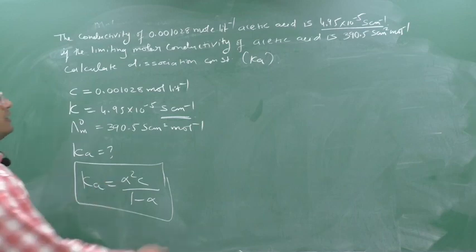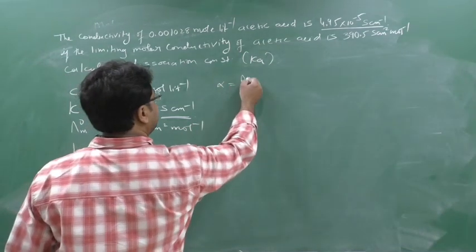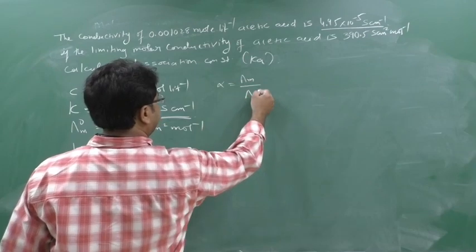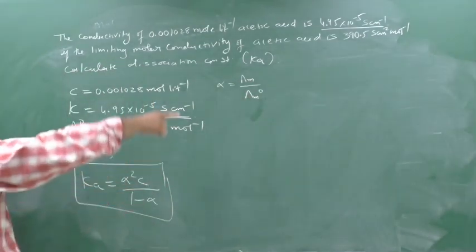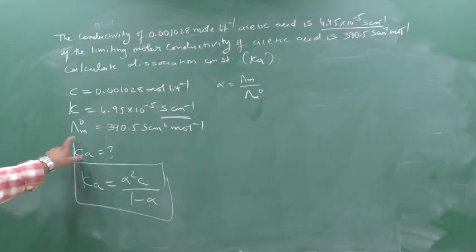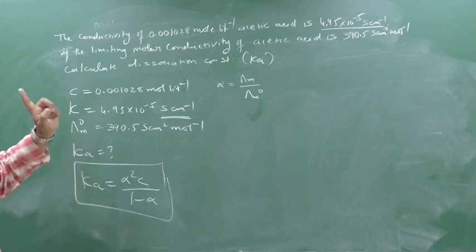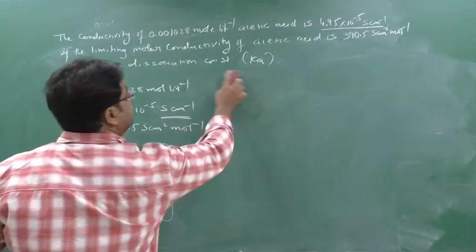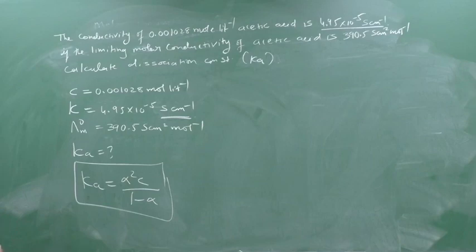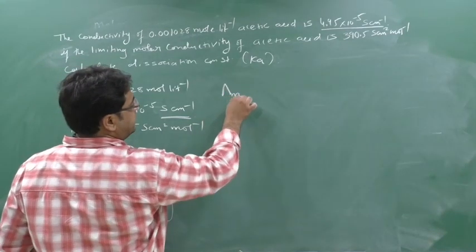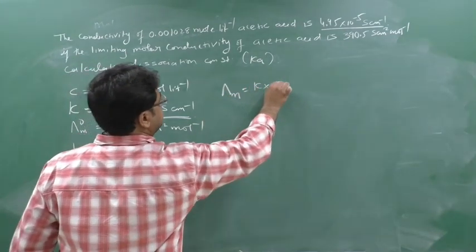Now what is your alpha? Alpha is nothing but lambda m by lambda m naught. Yes or no? I have lambda m naught at infinite dilution, but I don't have lambda m. So lambda m is nothing but the molar conductivity. So the molar conductivity formula is what? K into 1000 upon C.